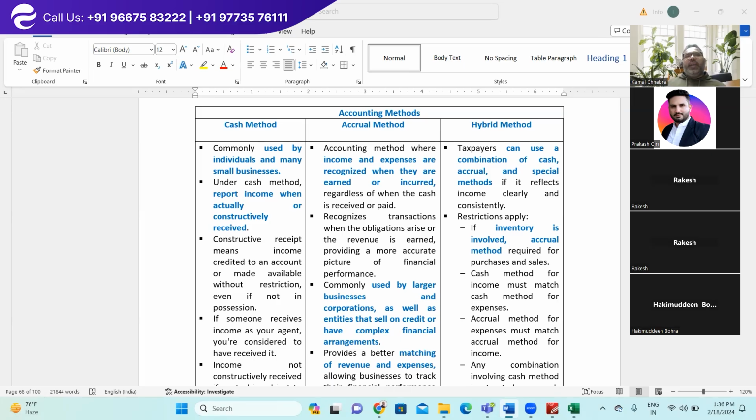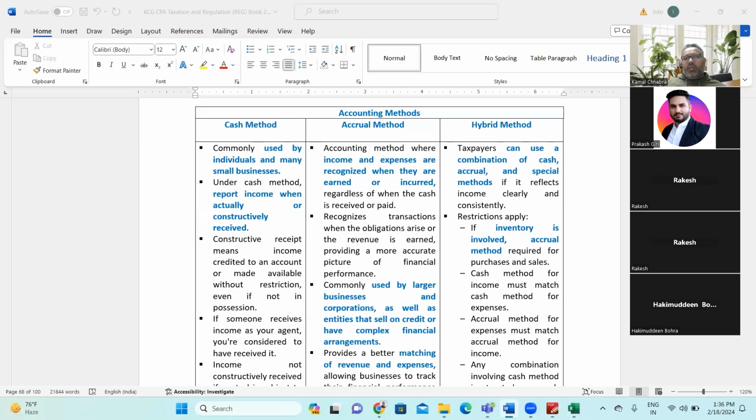So, in the US, for individuals and for small businesses, all the options are available for tax purposes, right? They can follow the cash method of accounting, the accrual method of accounting, or the hybrid method of accounting. But whatever method they choose, they need to follow it consistently. If there is any change in method, they have to take approval from the IRS. That is the very first principle.